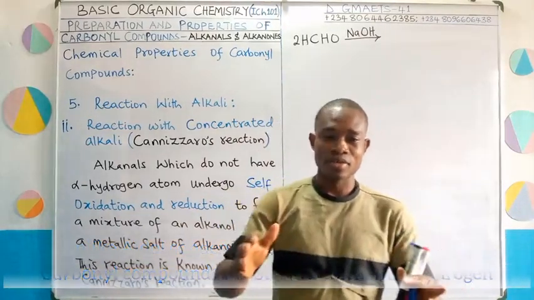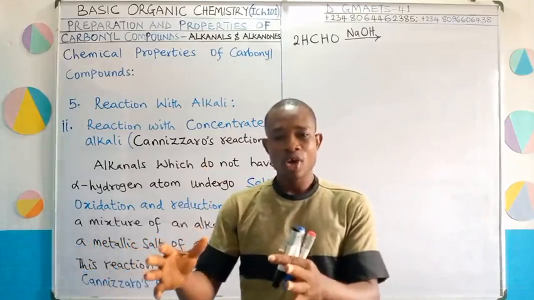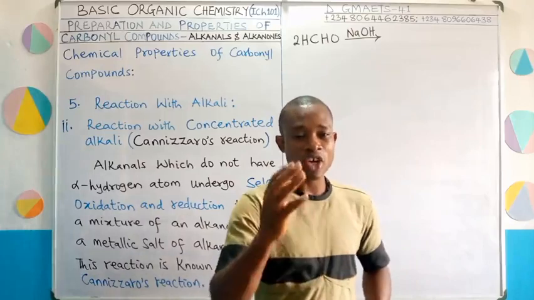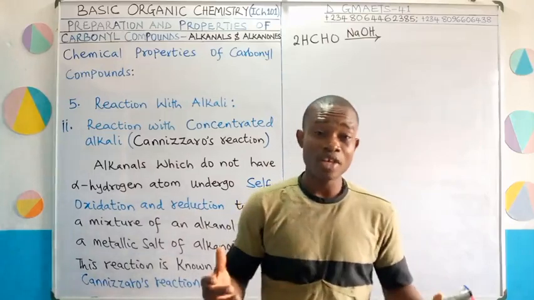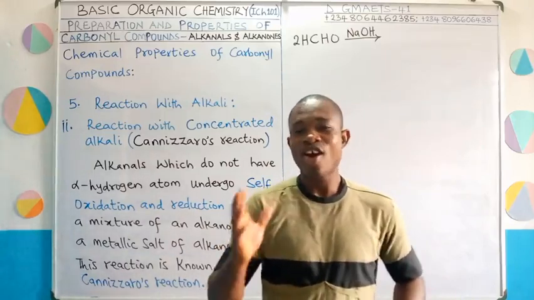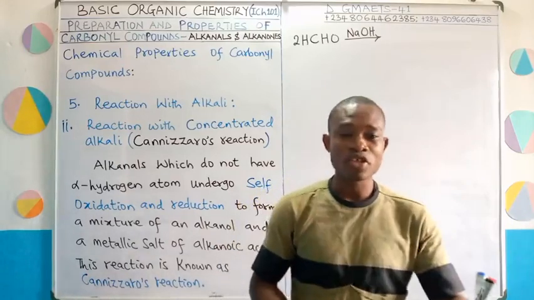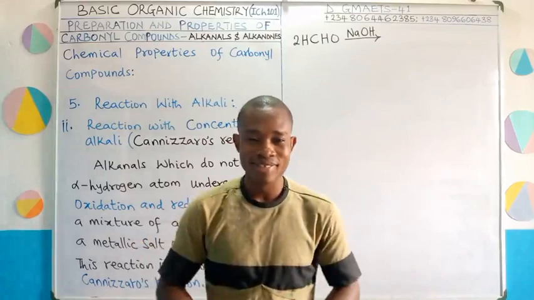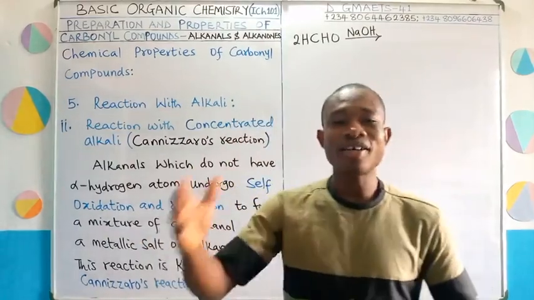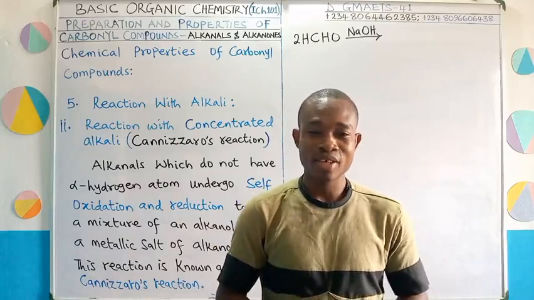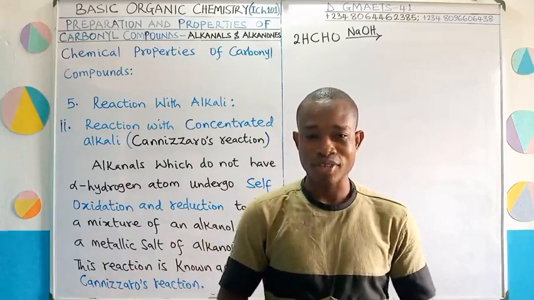Now, in the process, the carbonyl compound undergoes self-oxidation and reduction in the presence of a concentrated alkali, which could either be concentrated sodium hydroxide or concentrated potassium hydroxide. When this self-oxidation and reduction reaction takes place, a mixture of an alkanol and a metallic salt of alkanoic acid is obtained as our product.